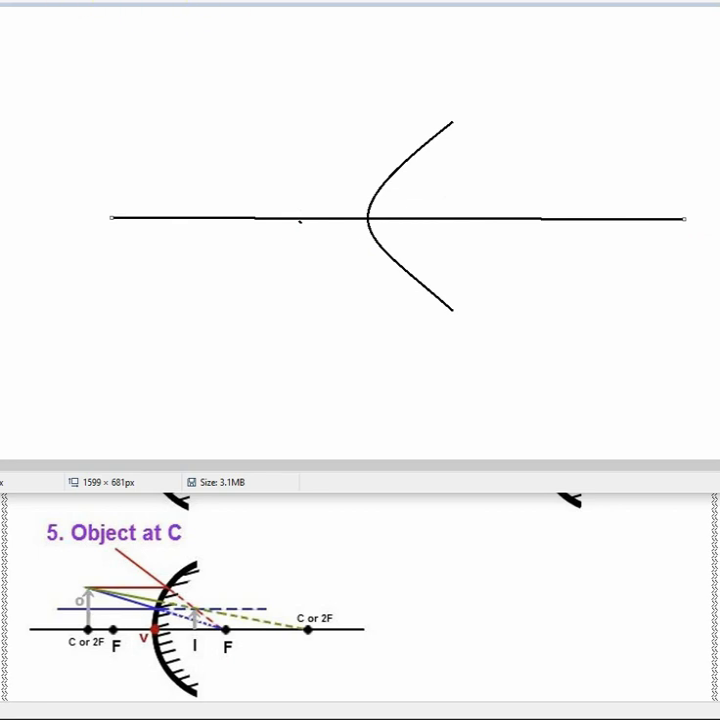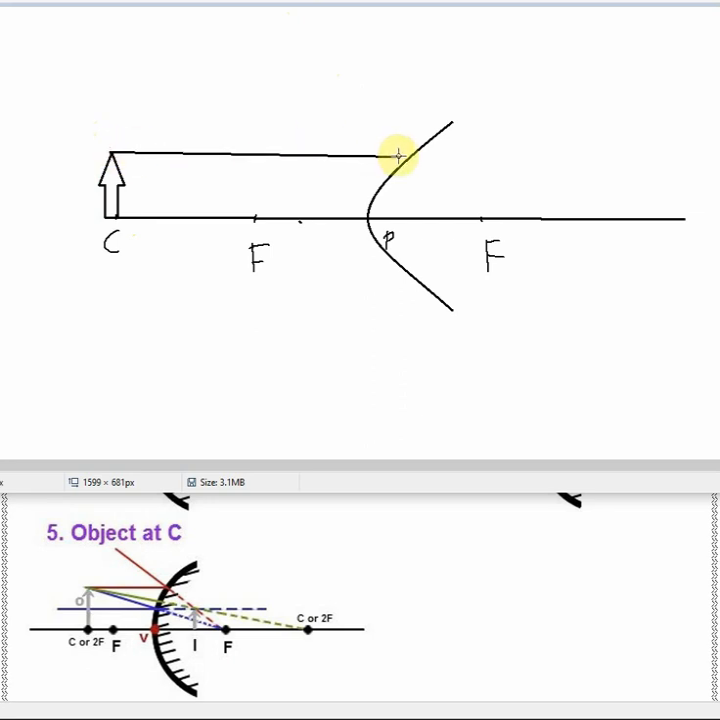Next we need to mark the points. Pole, this is my focus, so this distance is here, let's say this is C. Similarly, at the same distance from the pole, this is also the focus. Okay, so once again I'll place the object. Now the object I'll place at C in this case. Done.